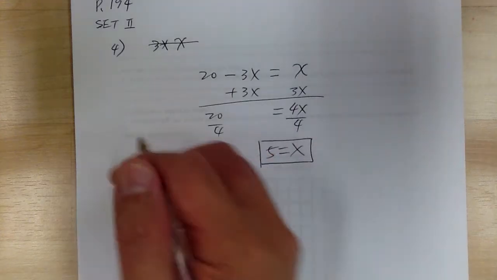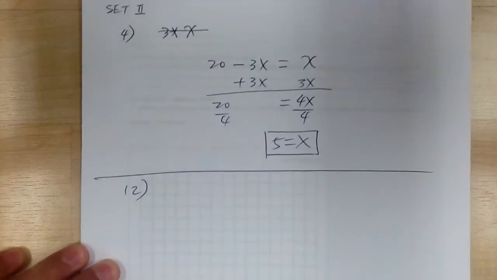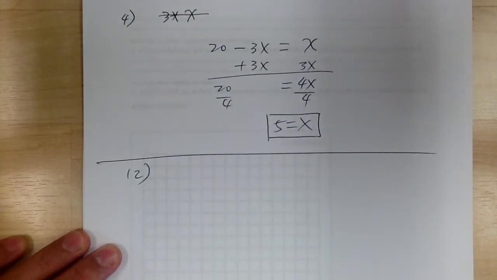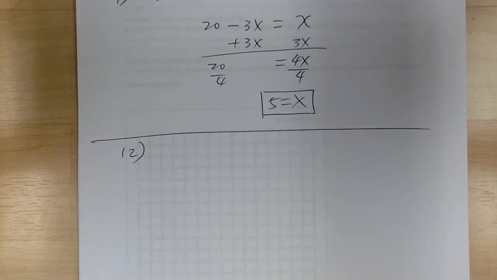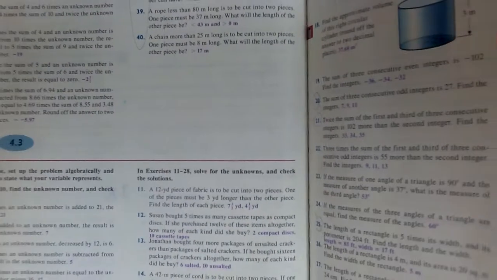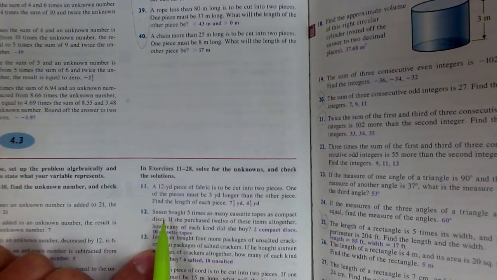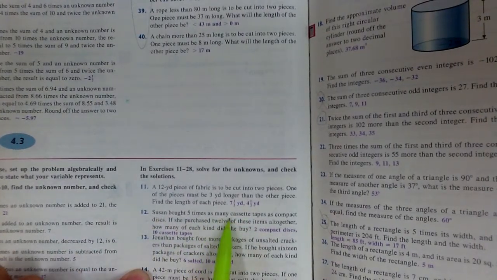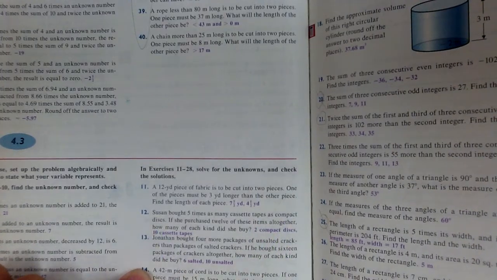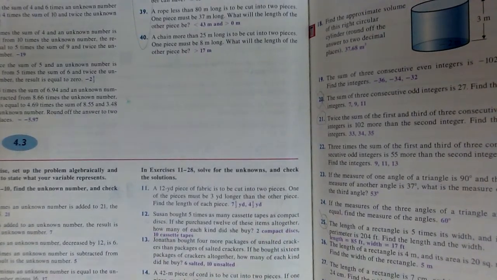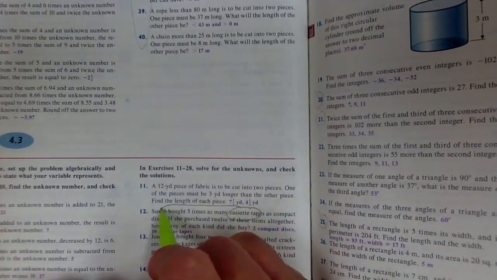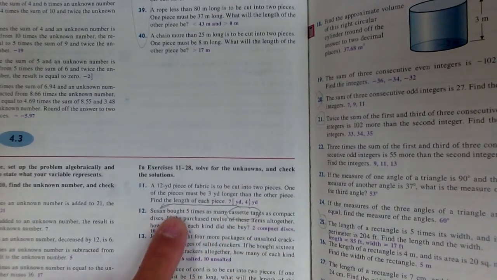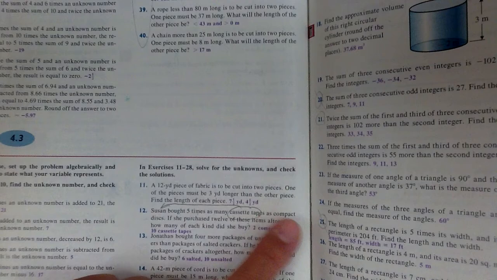Let's go to number 12. Okay, number 12. This one you have to learn a new technique of how to translate. So look at number 12. It says, Susan bought 5 times as many cassette tapes as compact discs. When you have this kind of sentence, what you need to do is move the first item to the very beginning. So cassette tapes, you move it to the beginning. That means cassette tapes is 5 times as many as compact discs.